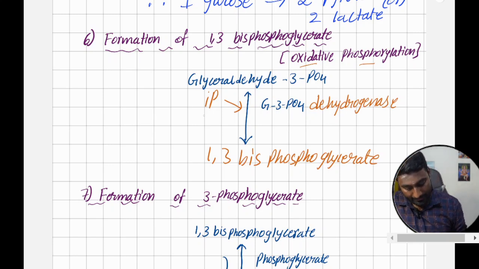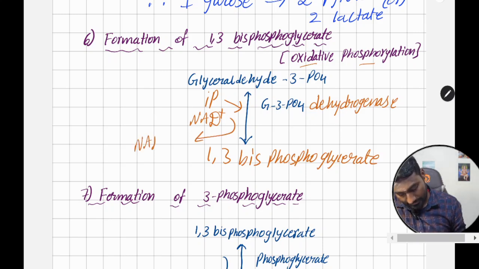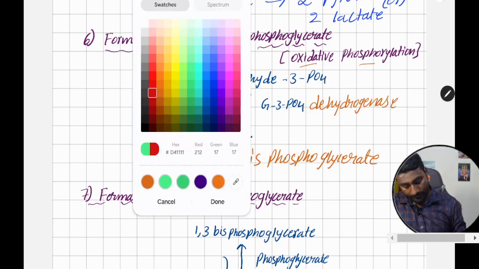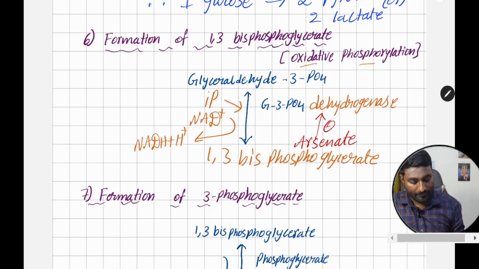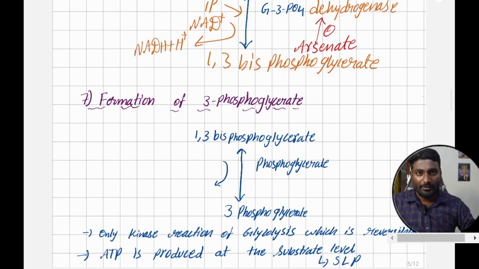Okay, and you are telling oxidation. So here NAD plus is getting converted into NADH plus H plus. Got it? Understood? Okay. Now here is the first inhibition thing. Glyceraldehyde 3 phosphate dehydrogenase is inhibited by arsenate. Okay, just remember this thing. Now in the next step, there is formation of 3 phosphoglycerate. Got it?